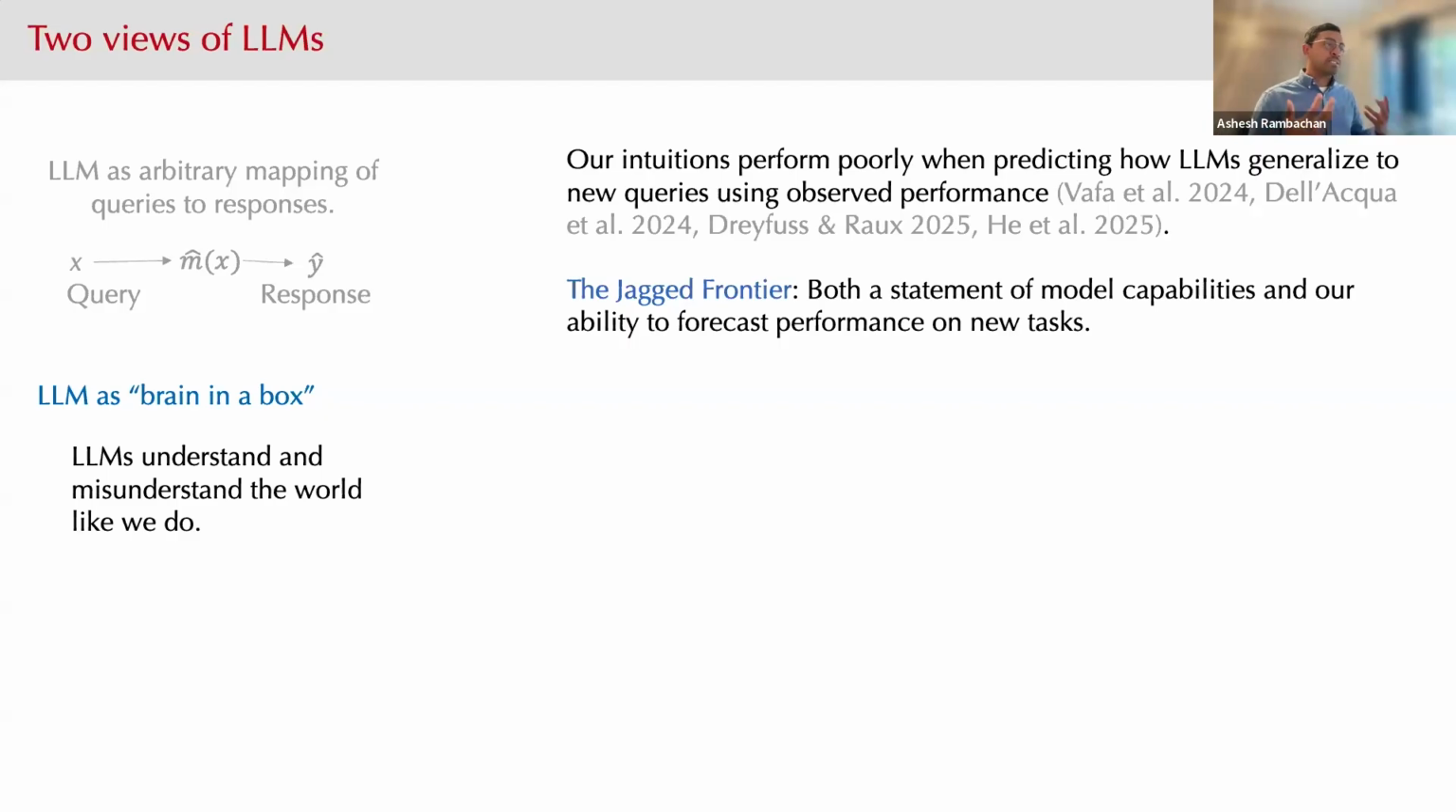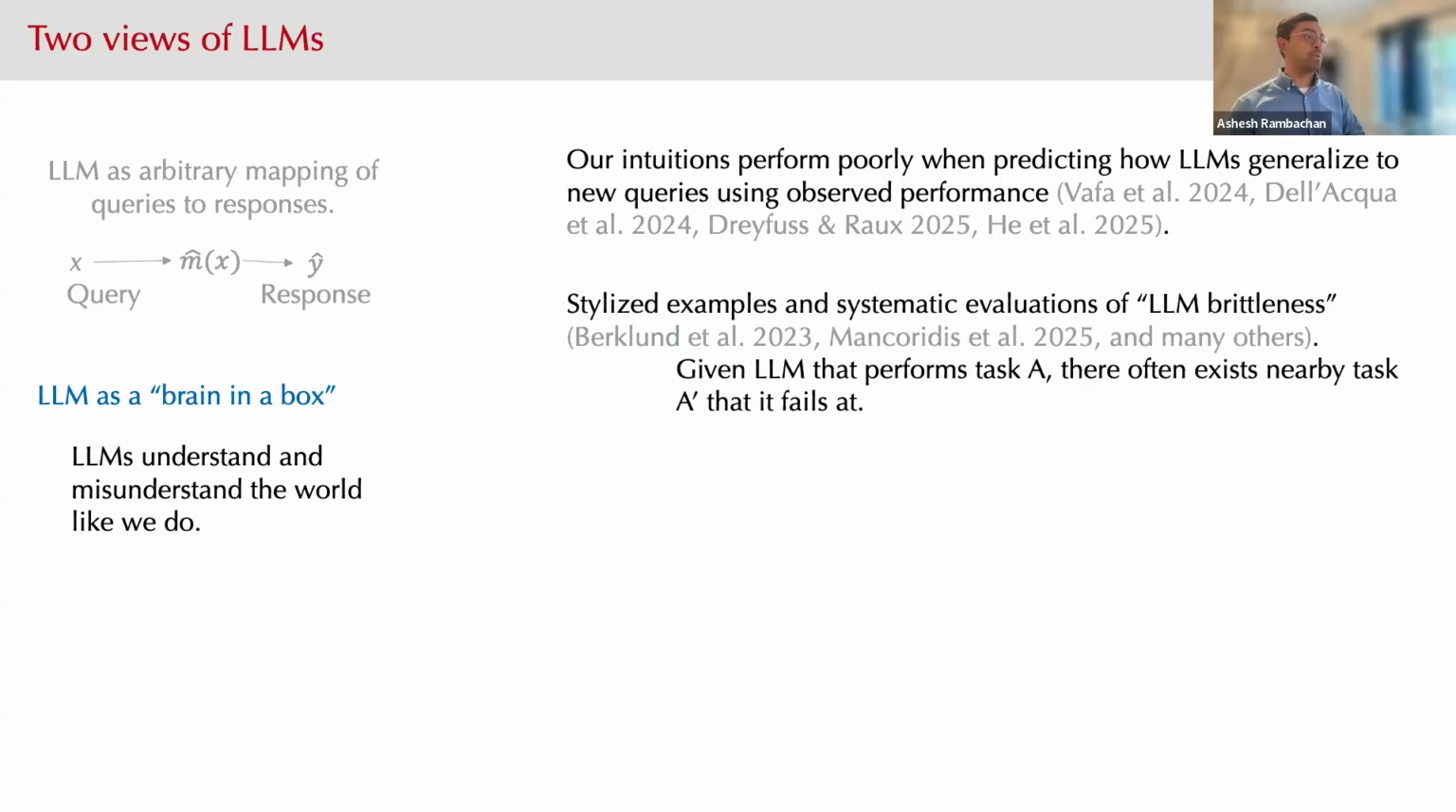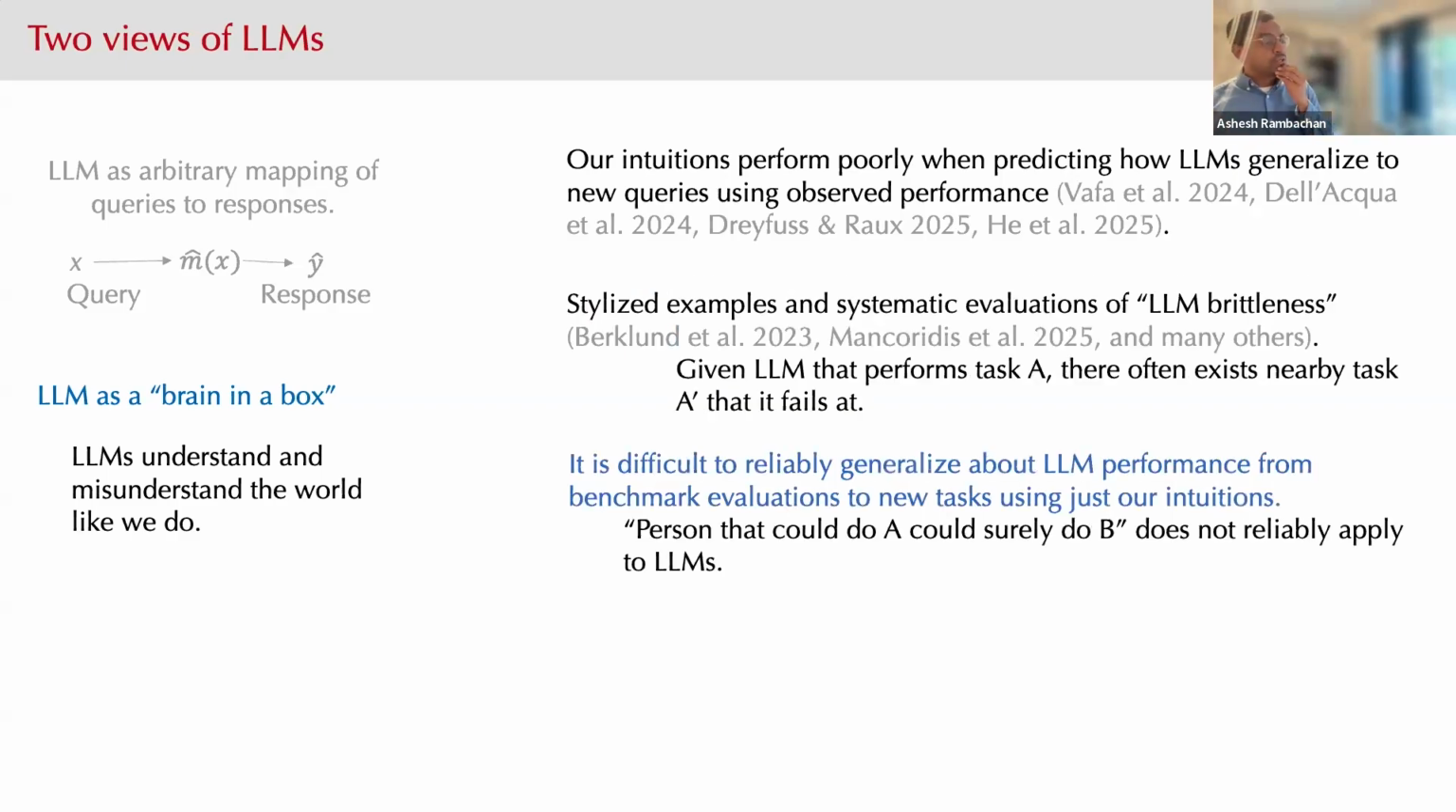But more broadly, the message coming out of this broader literature is what you might have heard about, this jagged frontier. The jagged frontier of large language models is simultaneously a statement about model capabilities, what we are evaluating them on in benchmarks, and our ability to forecast performance on new unseen tasks, something that we appear to struggle with. In other words, it's very difficult, at least now, to generalize performance from benchmarks using just our intuitions. A common intuition people have is that if a person could do A, then surely so could a large language model. At least so far, that doesn't appear to be reliably true.